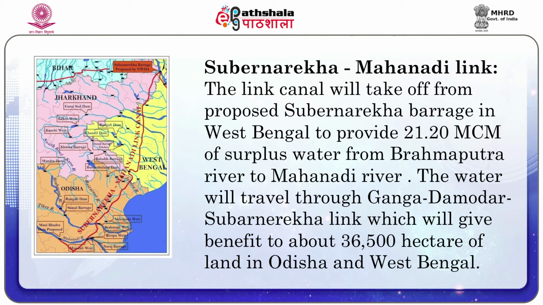Subarnarekha Mahanadi link. The Subarnarekha Mahanadi link canal takes off from the proposed Subarnarekha barrage in West Bengal to divert 21.20 MCM of surplus water from Brahmaputra rivers to Mahanadi rivers. The water will travel through the Ganga, Damodar, Subarnarekha link, which gives benefit to about 36,500 hectares of land in Odisha and West Bengal.